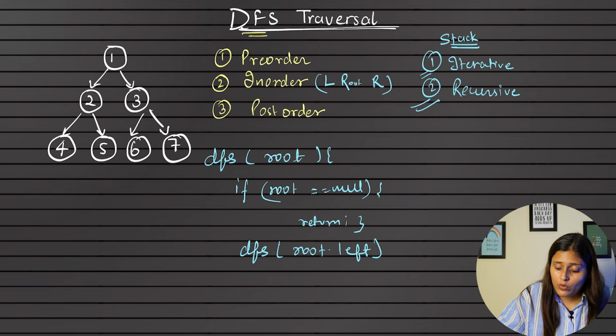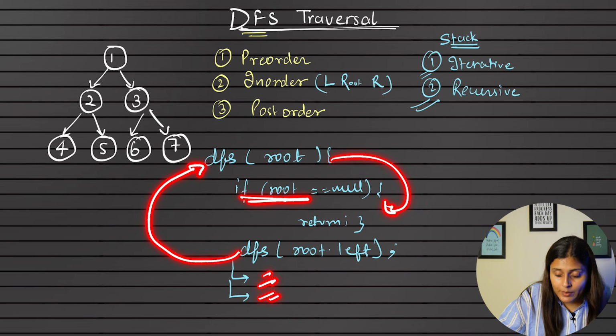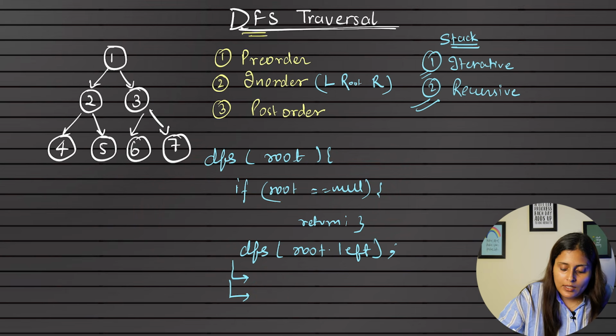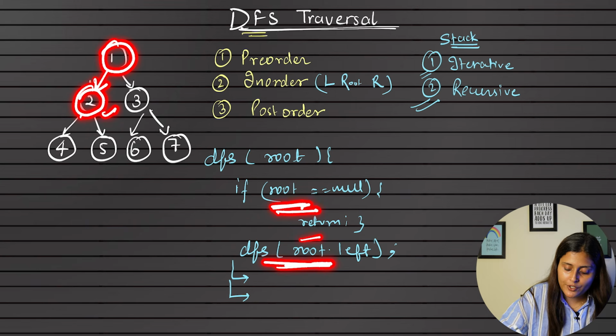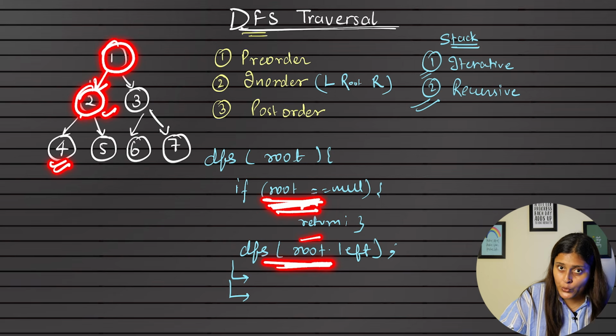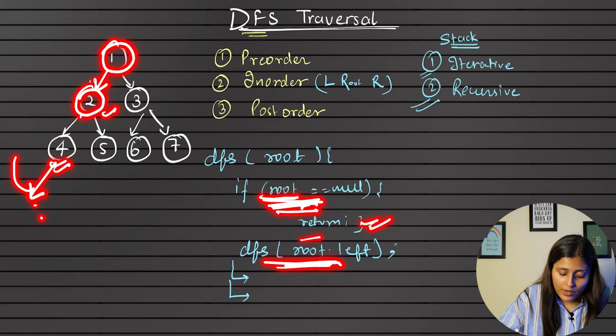Now the moment you call this, whatever you write after this line of code will not run until the root becomes null. How? This is root. Is it null? No, it's not null. You will go for the left call, which is 2. Again you check, is 2 null? No. Again you go for 2's left, which is 4. Is 4 null? No. Again go for 4 dot left. Now is it null? Yes, it is null. So now you will return. Now 4 dot left will return and now it will go for 4 dot right.